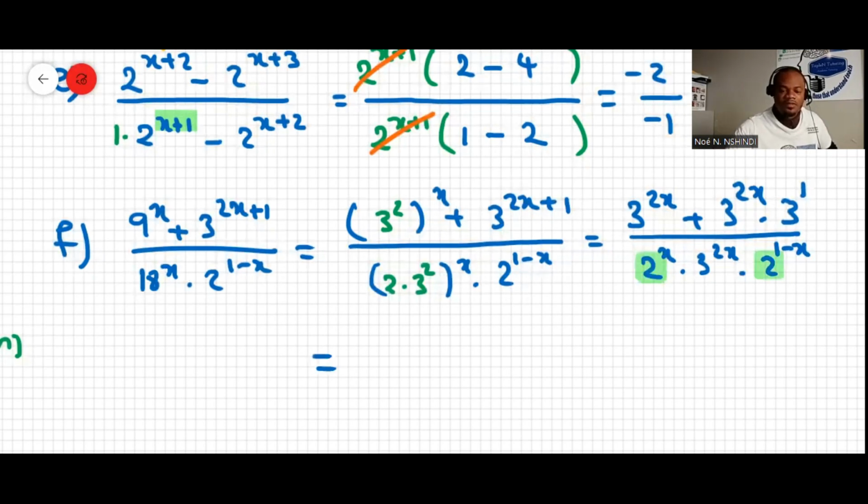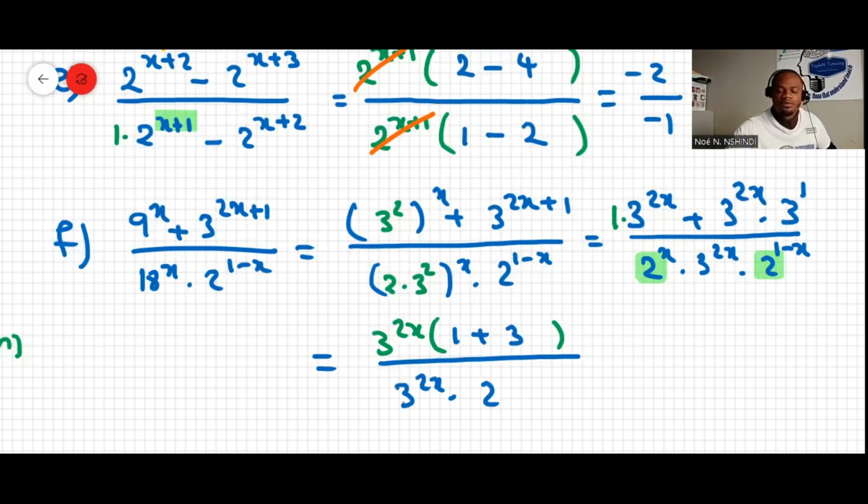And the numerator cannot be combined, because I have a plus there. At the numerator, what I can do is take 3 to the power of 2x as the common factor. Note that there's an invisible 1 there. So I take 3 to the 2x as the common factor, and I'm left with 1 plus 3. All over, at the denominator, it is also 3 to the 2x times 2 to the x plus 1 minus x. Because they're both in the denominator, we can combine the exponents and add them.